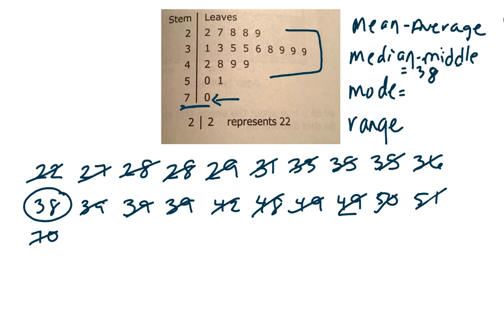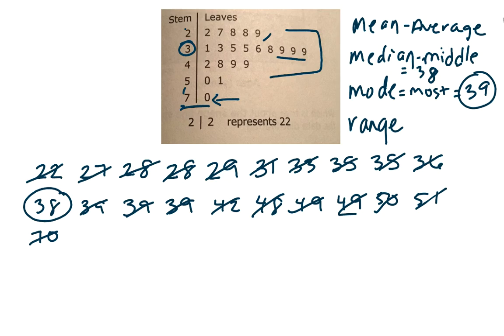Mode is the number that's there the most often. What number here was the most often occurring? What number appeared the most number of times? If I can just look at this right here, I can see that with this 3 stem, I had 3 9s. Were there any other occurrences in any other stem that occurred more than 3 times? So mode here was 39 for this data set.